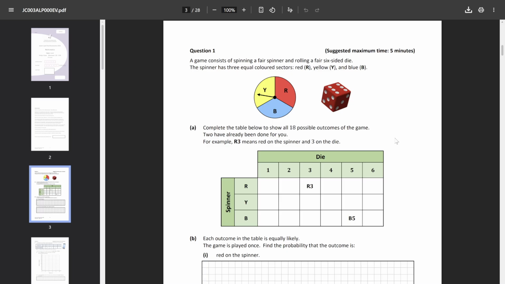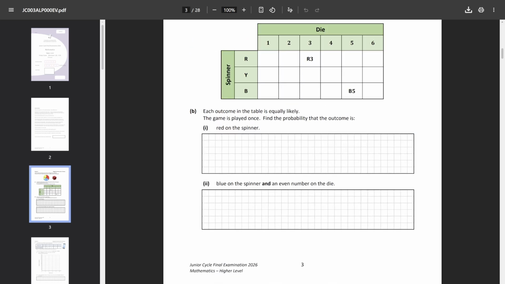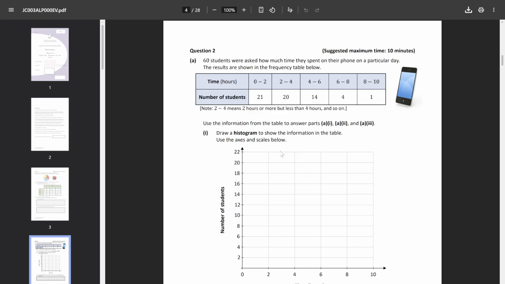Question one, pretty standard two-way table here. There were plenty of these on previous exam papers. So again, if you've done enough on the exam papers, then you would have seen a question pretty similar to this before. And then just working out some different probabilities. So pretty standard.